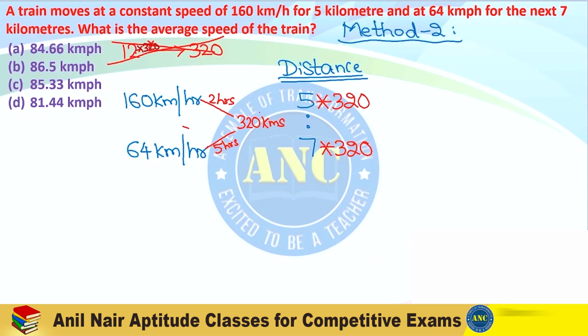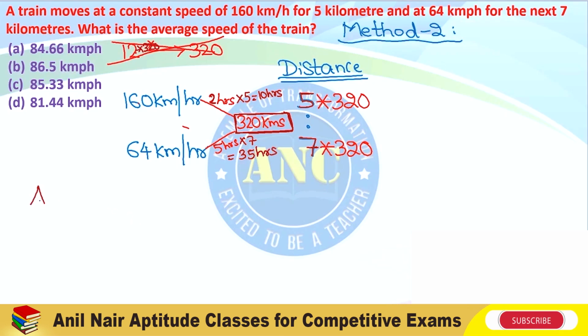That means, can I say that to cover a distance of 320 kilometers, I will take 2 hours. But to cover a distance of 5 into 320 kilometers, I will take 2 into 5 hours. So totally I will take 10 hours for the first part of the distance. Similarly, to cover a distance of 320 kilometers, I will take 5 hours. But to cover a distance of 7 multiplied by 320 kilometers, I will take 5 into 7, that is 35 hours.